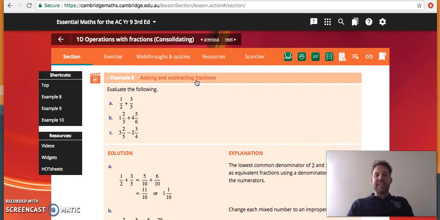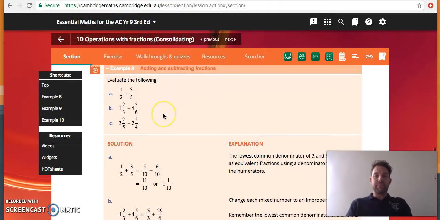The first thing we need to do is to find the lowest common denominator. So that's a number that both 2 and 5 can go into. So we do our two times tables, 2, 4, 6, 8, 10. Do our 5 times tables, 5, 10. What's common between both of them? 10 was the first time that we heard a common number between both of them.